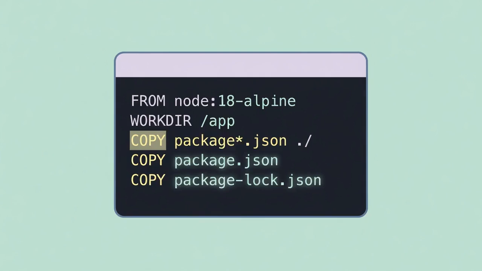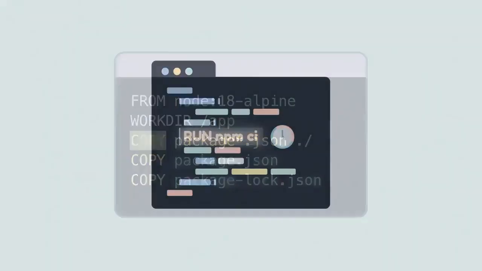COPY package.json package-lock.json ./ copies only the dependency manifests into the image. This creates a layer, but a small one. Why copy just these files first? Because we want them on a separate sheet from the rest of our source code. Watch what happens next.